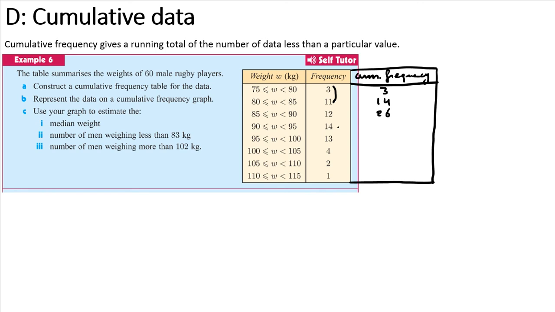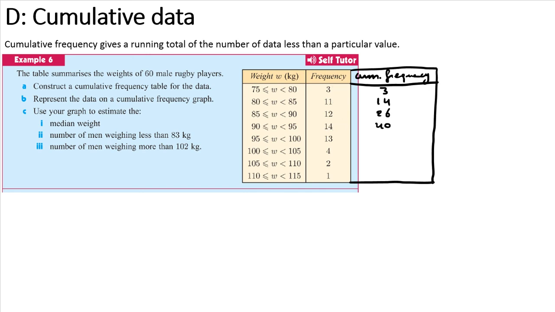And then here, the amount of rugby players who have a weight lower than 95 is the sum of all those. So 3 plus 11 plus 12 plus 14. Or an easier, faster way to find that is just to do the cumulative frequency of the players who have a weight lower than 90, which is 26, plus the ones in this group, which is 14. So 26 plus 14, which is 40.